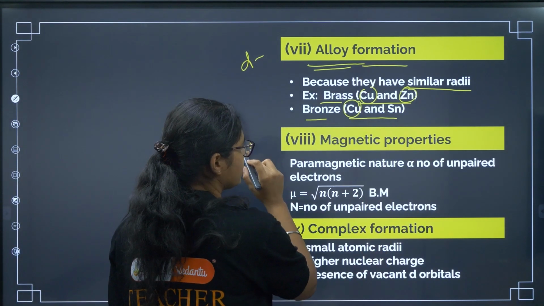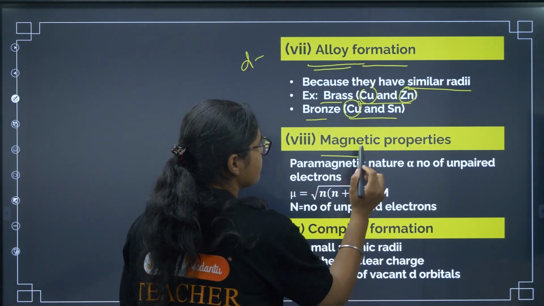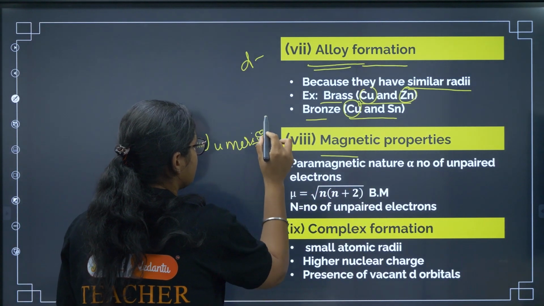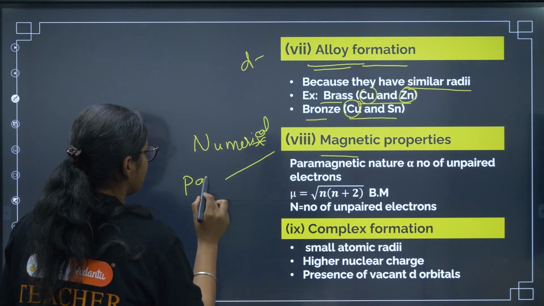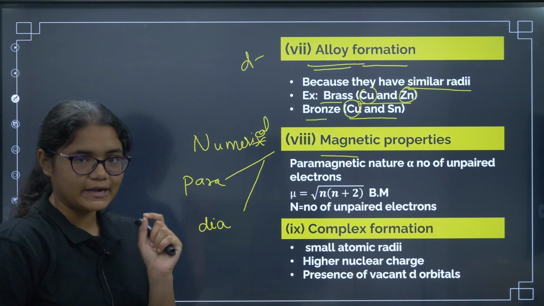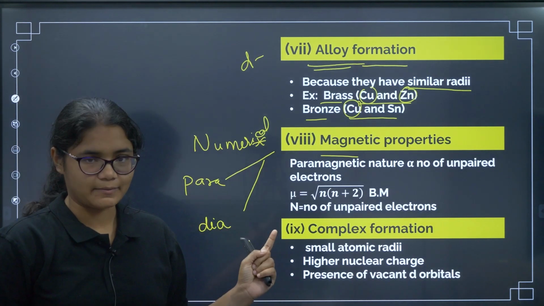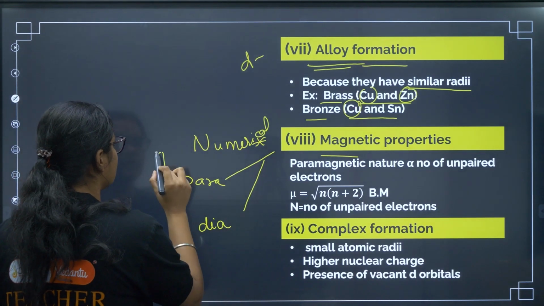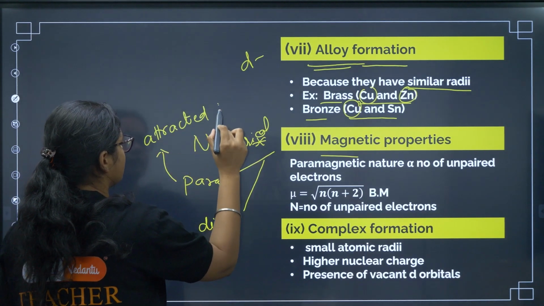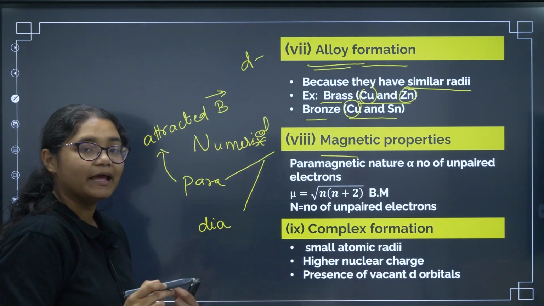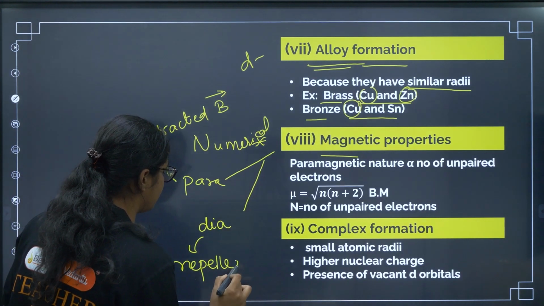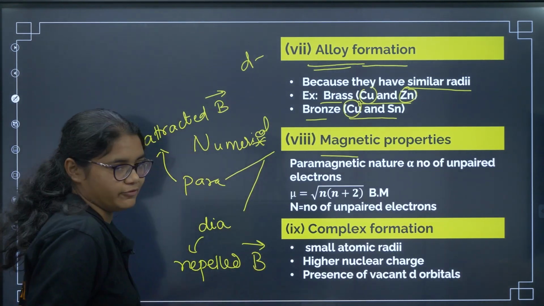Now we'll go to another topic, that is magnetic property. From here you can expect numericals. Magnetic properties are of 2 types, paramagnetic and diamagnetic. If there is any unpaired electron, we call that substance paramagnetic, which means it is attracted towards the magnetic field. Diamagnetic means it is repelled by the magnetic field.